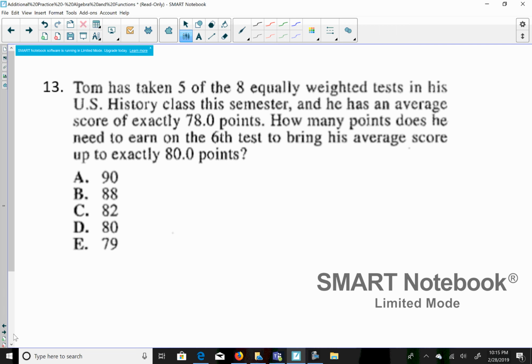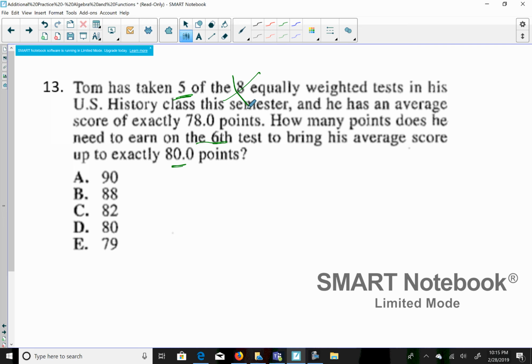Number 13. Tom has taken 5 of the 8 equally weighted tests in his U.S. history class this semester, and he has an average score of exactly 80 points. How many points does he need to earn on the 6th test to bring his average score up to exactly 80 points? This is a great example of a question where they give you some information that you just don't need, and it's there to throw you off. He's taken 5 tests, and I want his average after 6 tests to go up to 80 points. That 8 is not needed. It's just there to confuse you.